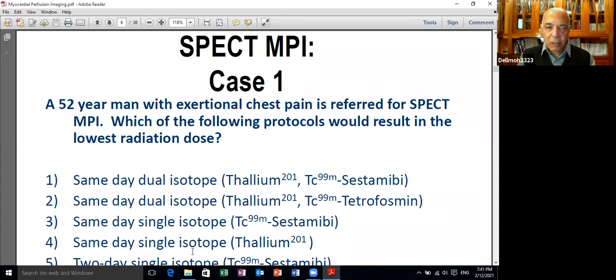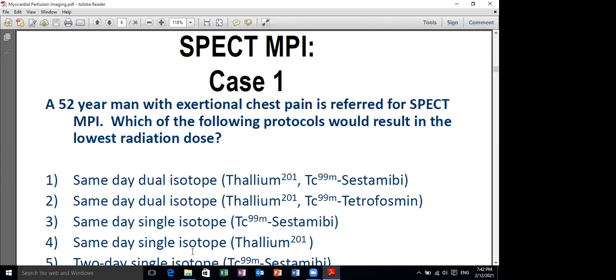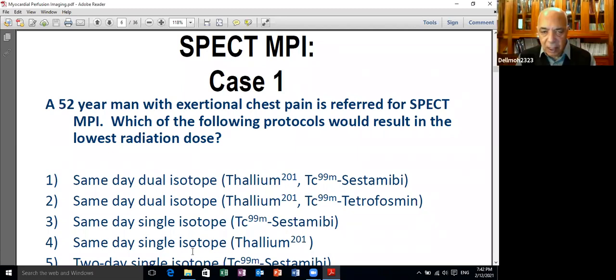So the protocol which results in the lowest radiation dose is using technetium at rest, and this technetium is a dose like 8 to 10 millicuries given at rest, and then you get a picture after 1 hour. And then after 3 or 4 hours, you exercise the patient, give technetium, and get another picture. So this is the protocol which is very frequently used in most laboratories, and it produces the lowest amount of energy exposure.